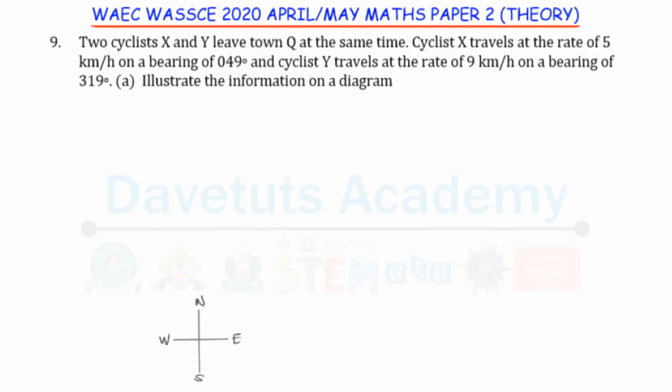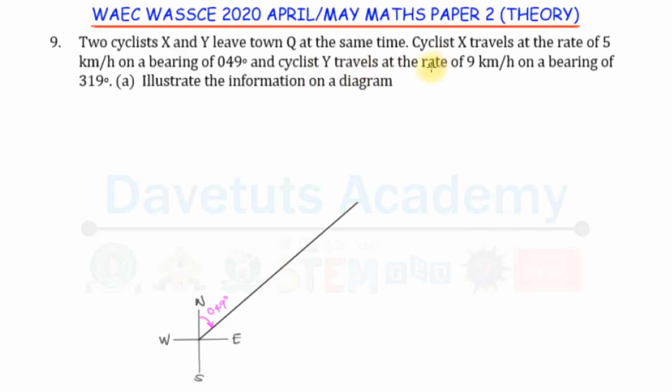So we can just take our bearing that will go from north, and this is 049. Okay, so we can just take that bearing to now go somewhere like this. So this is where the cyclist x will be. Okay, so that's the first thing we need to do.